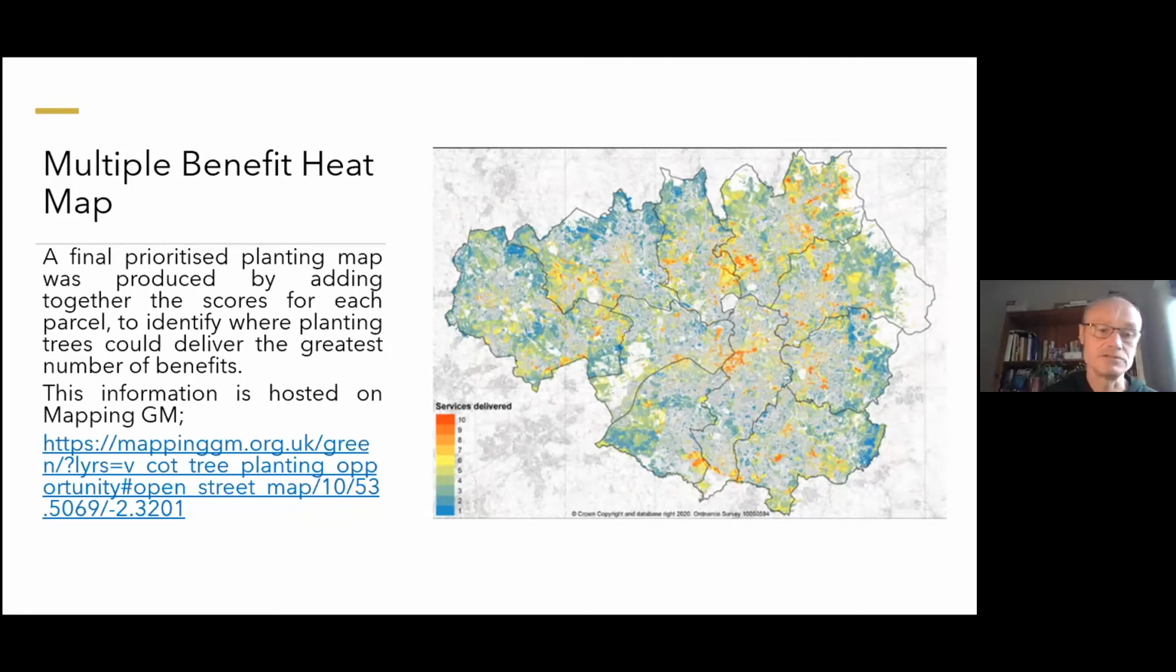And this information is hosted on the Greater Manchester Combined Authority's Mapping GM website, and you can visit that, and then you can get down to the very, very detailed level to actually see where the locations for planting are and what particular issues they might be addressing.